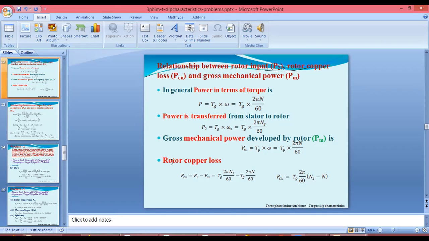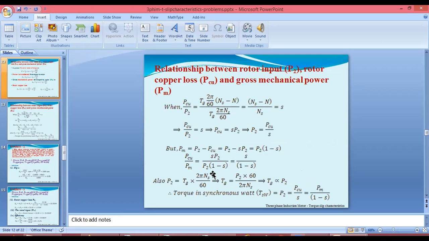So here we will get the copper loss. What was the equation for copper loss that we had? We have P2 minus PM. Now we have the value for P2 and the equation for PM. You will get the copper power equal to torque into 2π upon 60 in bracket Ns minus N. These equations will be needed to solve the numericals.